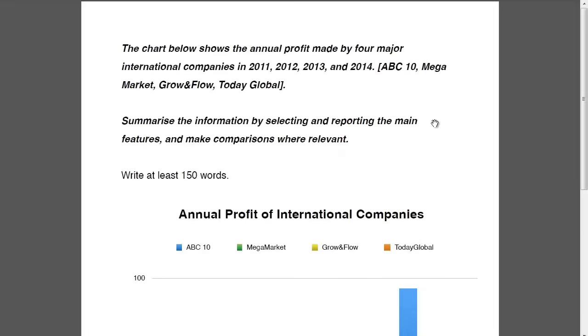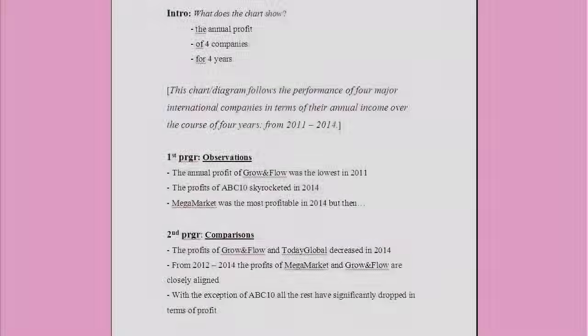Okay, so the first thing we do, we read the topic as we said the previous time. So every time we ask, what does the chart show? What are the main points? The annual profits made by what? By 4 major international companies in the course of 4 years.